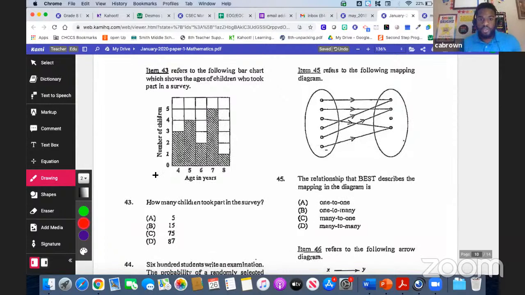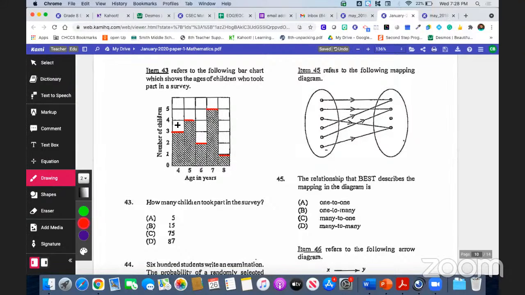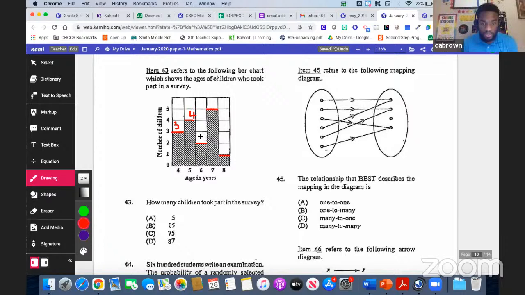Item 43 refers to the following bar chart, which shows the ages of children who took part in a survey. How many children took part in the survey? Well, these are the ages and these are the number of children. So we have 3, 4, 2, 5, 1. Pretty much it says how many took part in the entire survey, so we're going to be adding all of them. So that's 3 plus 4 is 7, 9, and 5. Yes, it's 15.